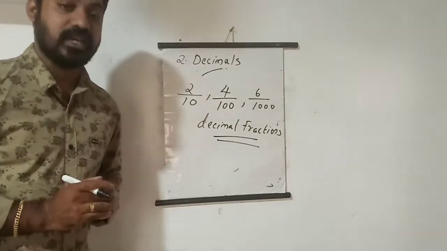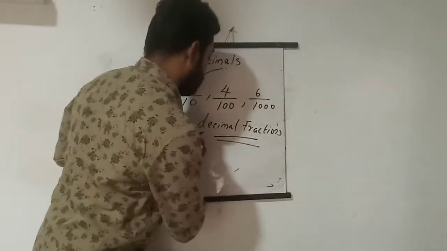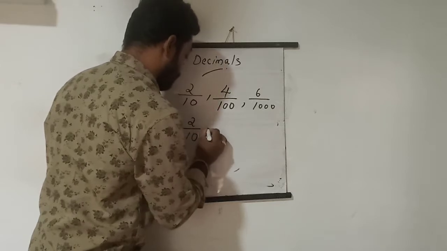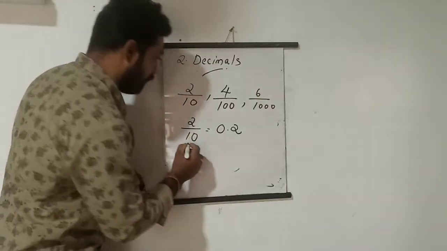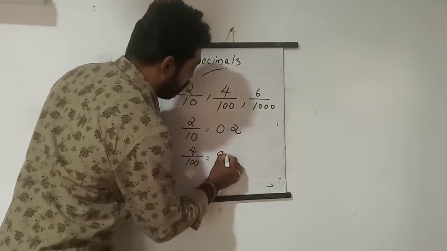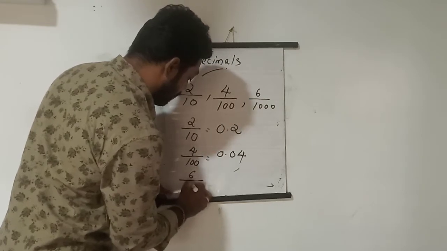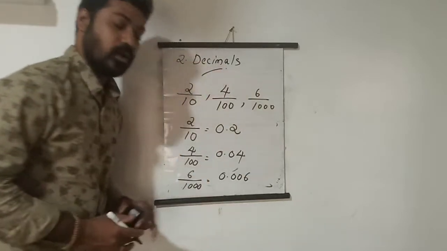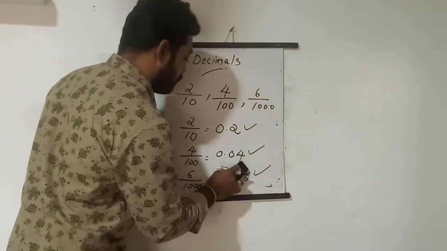This is the basic thing we have to learn in this chapter. First, decimal fractions. We write these numbers this way: 2 by 10 we can write as 0.2. I'll explain how we are writing this. 4 by 100 we can write as 0.04, and 6 by 1000 we can write as 0.006.